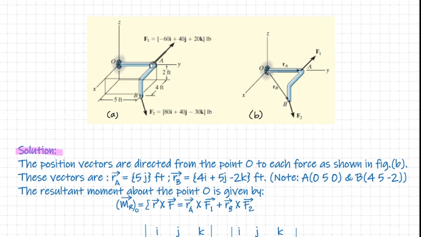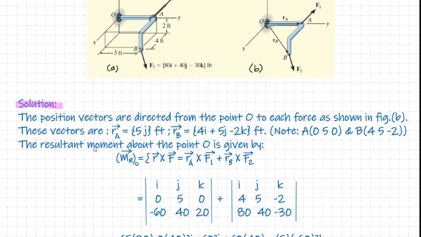Now, what is the coordinate of A? It is important to note the coordinates very clearly and carefully. A is a point on the y-axis, and its coordinate is (0, 5, 0). Correspondingly, the associated position vector RA is 5j feet. Please note down the units also very clearly. Now for the moment produced by F2, let us use RB as the corresponding position vector. From figure A, the coordinate of B is (4, 5, -2), and accordingly the corresponding position vector is 4i + 5j - 2k.